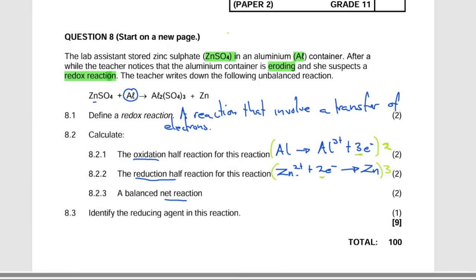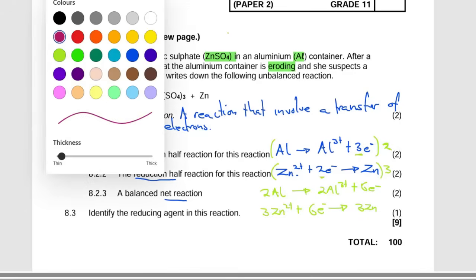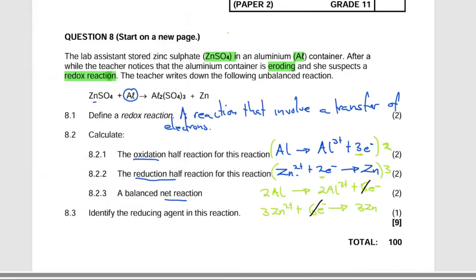If I multiply the top by 2, I'm going to have 2Al giving 2Al3+, plus how many electrons? 6 electrons. The one at the bottom is going to be 3Zn2+, plus 2 times 3, which is 6 electrons, giving a product of 3Zn. In the net equation, we do not include the electrons, because they cancel each other out.